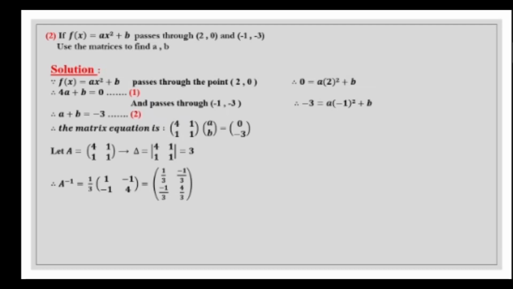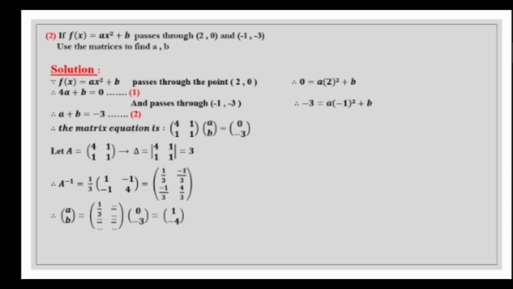Therefore the multiplicative inverse of the matrix A, which is the matrix of the coefficients of a and b, equals 1 over 3 multiplied by the matrix 1, -1 and -1, 4, which will be 1 over 3, -1 over 3 and -1 over 3, 4 over 3.